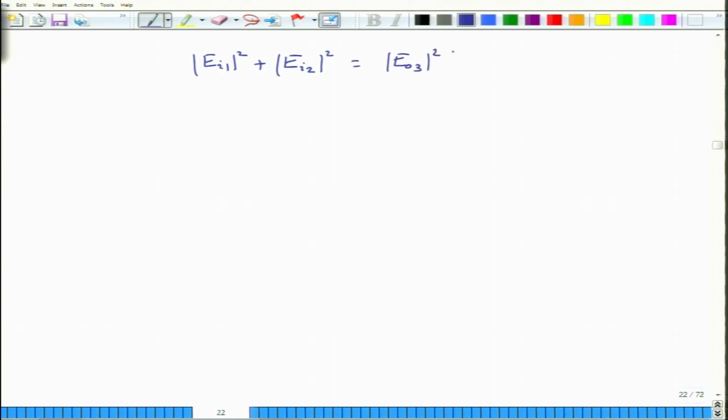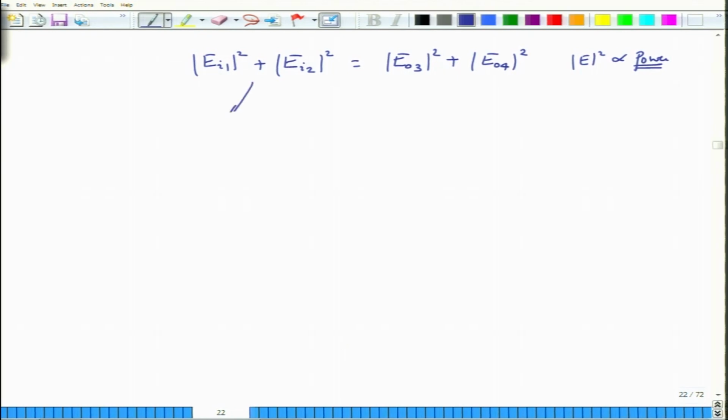So, that condition basically means that |EI1|² + |EI2|² must be equal to the magnitude square of the port 3 field plus the magnitude square of the field at port 4. It is important to note that these are magnitudes, because the magnitude of the electric field is proportional to the power carried by that particular light wave.